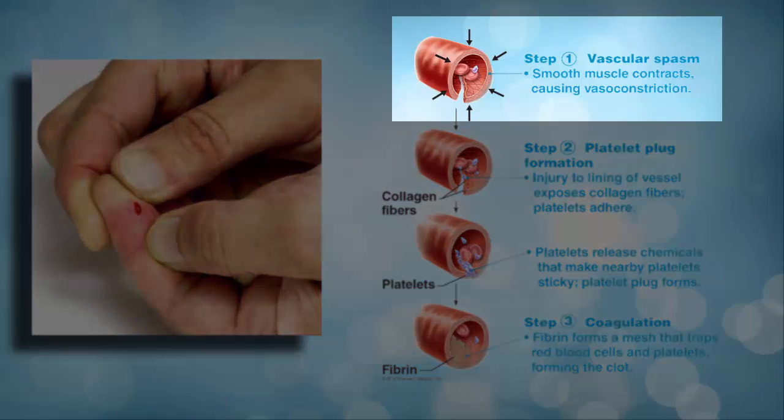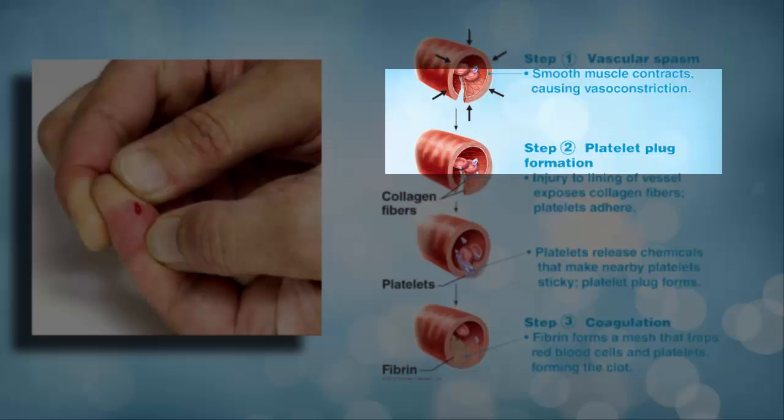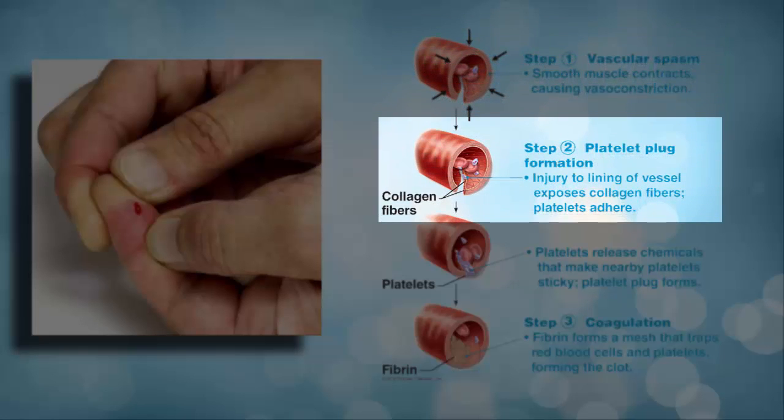The first step of hemostasis is vascular spasm. It is through vasoconstriction that blood loss can be reduced significantly. This response is mediated through chemicals released by cells and direct injury to the smooth muscle within the wall of the blood vessel. The second step of the process is the formation of a platelet plug.